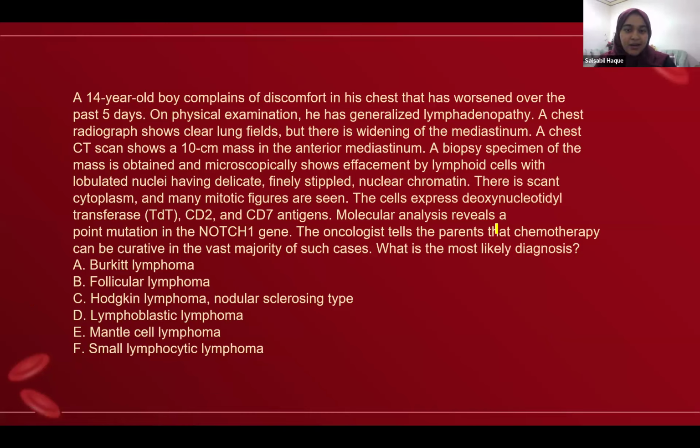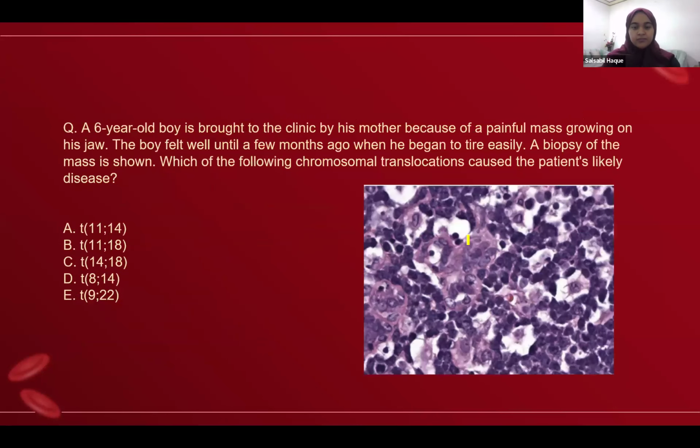Okay, everyone's saying D. Let's go over the case. A 14-year-old boy complains of discomfort in his chest. He has generalized lymphadenopathy, clear lung fields, widening of the mediastinum, and a 10 centimeter mass in the anterior mediastinum. He has finely stippled nuclear chromatin, lobulated nuclei, and many mitotic figures are seen. Now, the main information is here. The cells express TdT. This is a direct giveaway to lymphoblastic lymphoma, as you mentioned. So the answer is D. Does anyone have any questions so far? Okay, moving on.